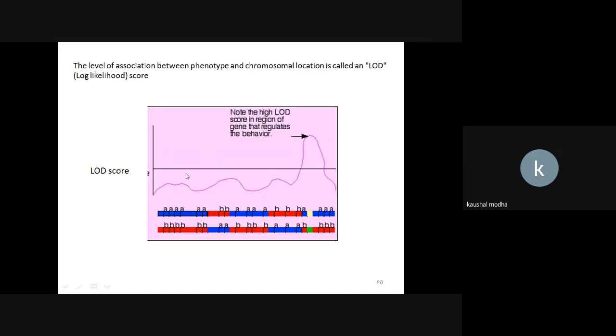And we need to fix this threshold value. A threshold value of 3 indicates that out of 1,000 cases, the error probability is 1. In 1 out of 1,000 cases, the indicated linkage is due to chance factor. 999 times the linkage is real. That's the error probability. So with that probability, if the peak goes up beyond this line, the threshold LOD score of 3, then we call it a significant QTL.